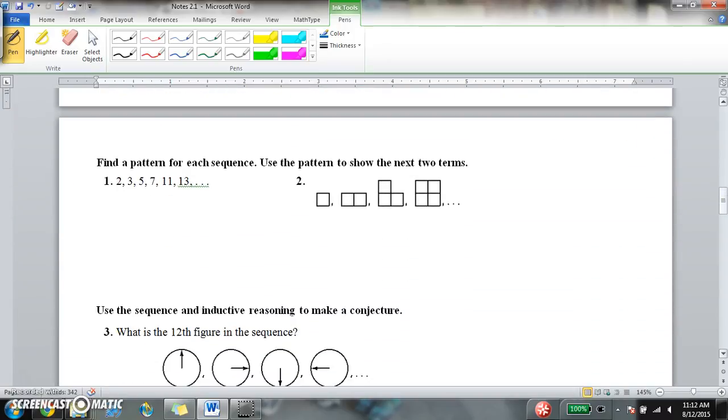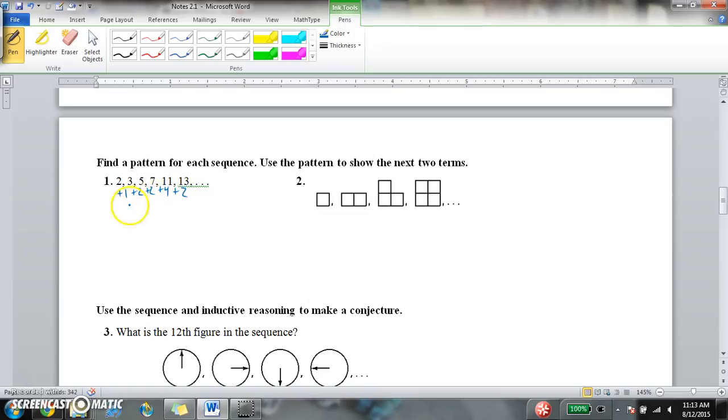Find a pattern for each sequence. Use the pattern to show the next two terms of the sequence. So I've got this sequence of numbers here. To get from 2 to 3, I add 1. To get from 3 to 5, I add 2. To get from 5 to 7, I also add 2. To get from 7 to 11, I add 4. To get from 11 to 13, I add 2.